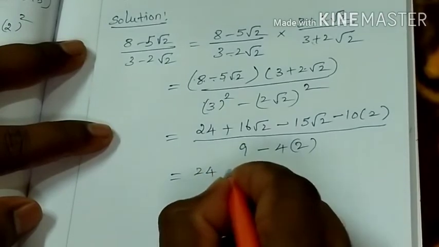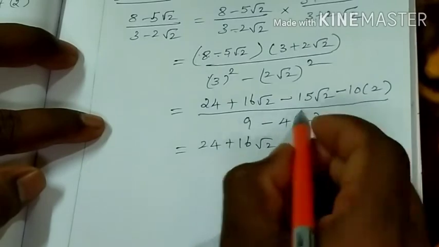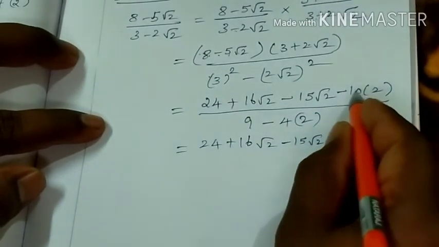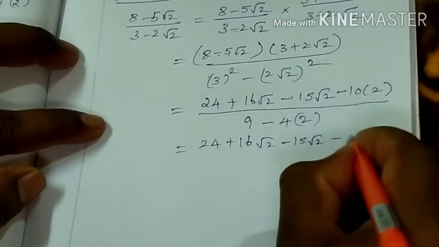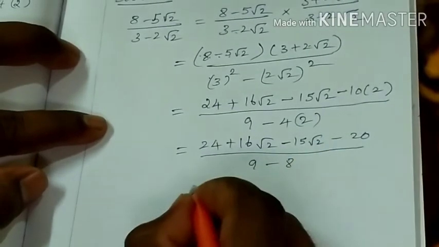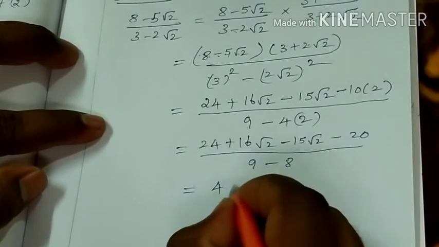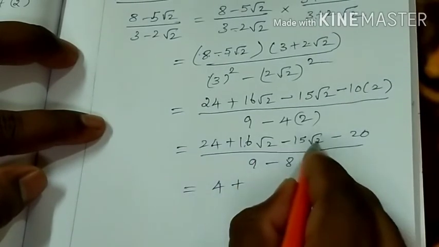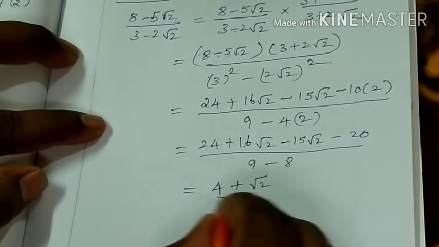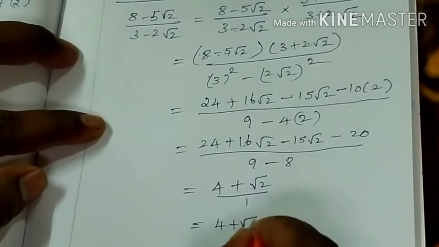Is equal to 24. Okay. Plus 16 into root 2, 16 into root 2 minus 15 into root 2, minus, plus into minus minus, 10 2s are 20, whole divided by 9 minus 4 2s are 8. Is equal to 24 minus 20 is 4 plus 16 root 2 minus 15 root 2. So 1 root 2. So no need to write 1, divided by 9 minus 8 is 1. So 4 plus root 2.